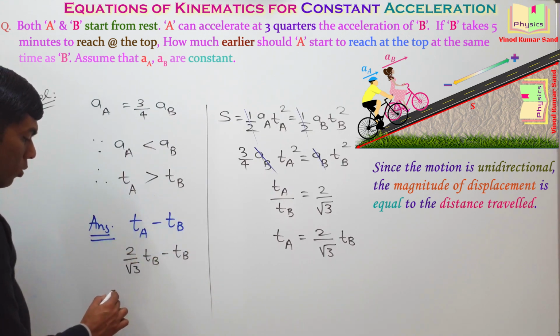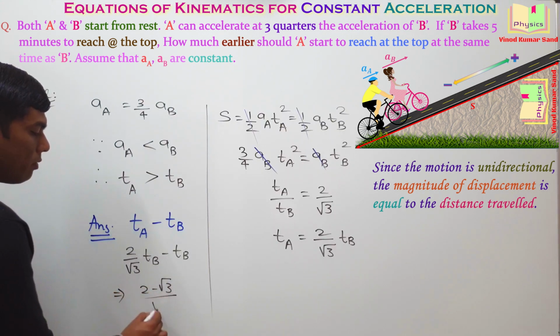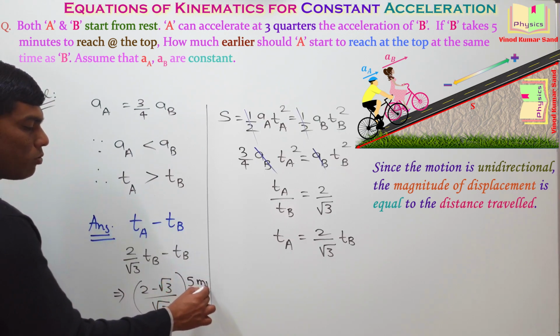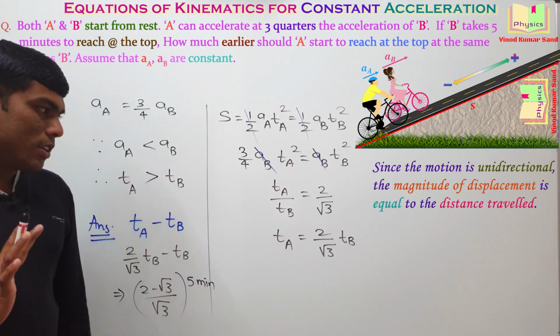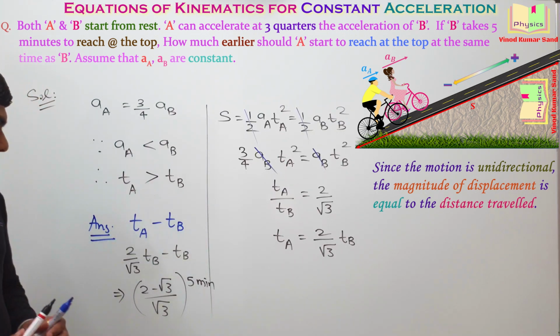Done. So this answer will come out to be 2 minus root 3 divided by root 3, and the value of TB is given as 5 minutes. That should be our answer. Simple computation. You may note it down, then we'll go further.